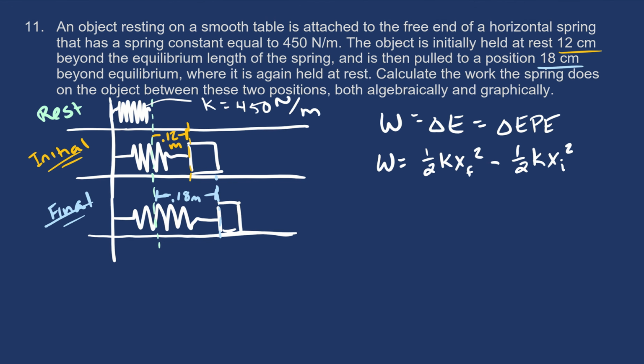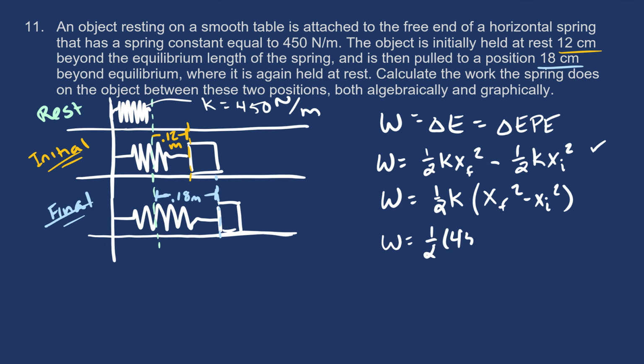squared. Plugging in our values, we can actually rearrange this. We can pull out a 1/2 k, and then we have x final squared minus x initial squared. You could have plugged it in right here, but I like to simplify things as much as possible before plugging in numbers. So we have work equals 1/2 times 450 newtons per meter. Because we're per meter, and you probably noticed, I had converted these values given in centimeters into meters.